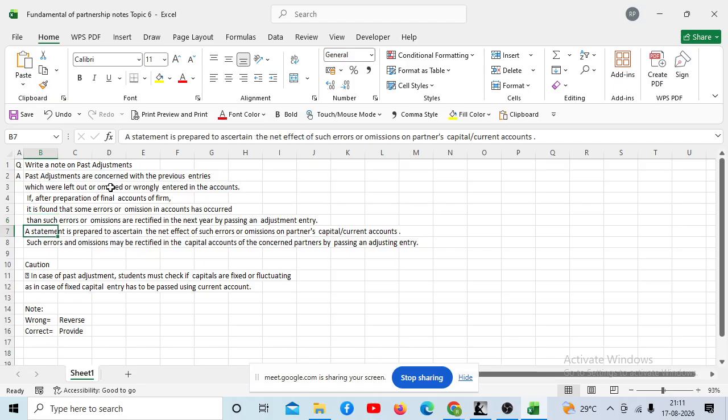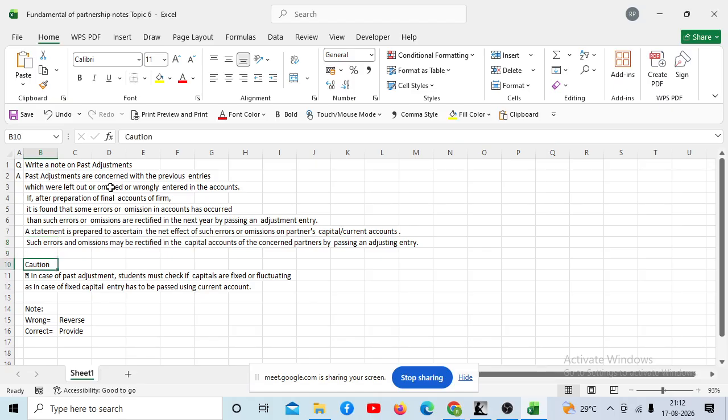A statement is prepared to ascertain the net effect of such errors or omissions on partners' capital or current account, right? Because whatever the error or omission in the previous year, it will finally have an effect on partners' capital or current account. So in this year, we correct that mistake by passing an entry or by giving the net effect to either the partner's capital account or current account. Such errors and omissions may be rectified in the capital account of the concerned partners by passing an adjusting entry.